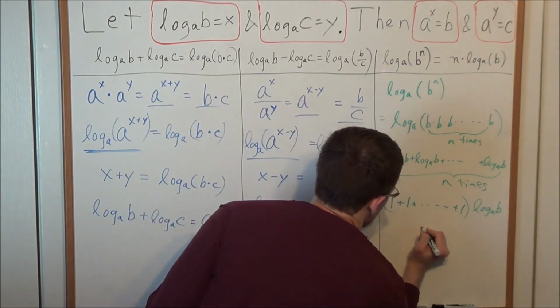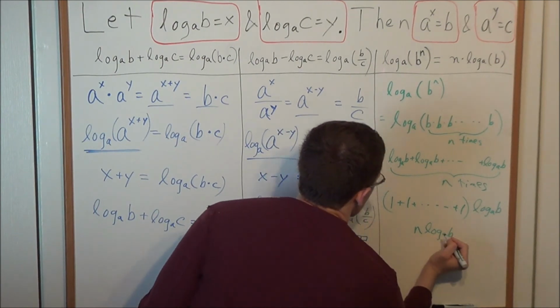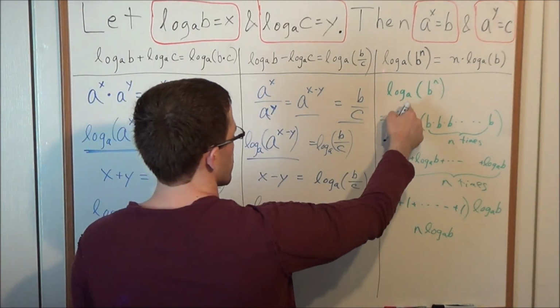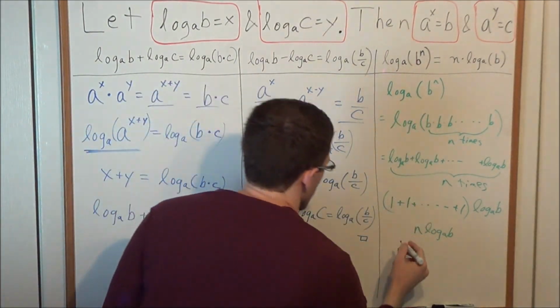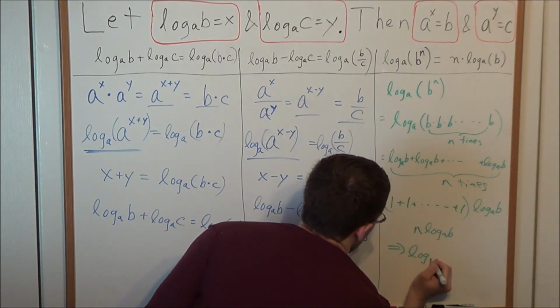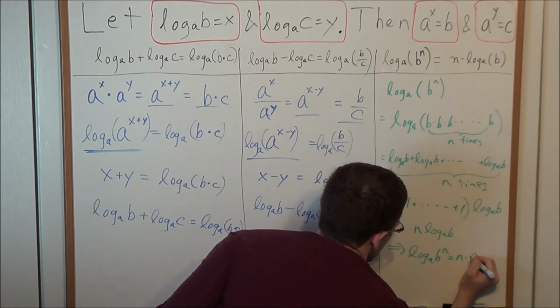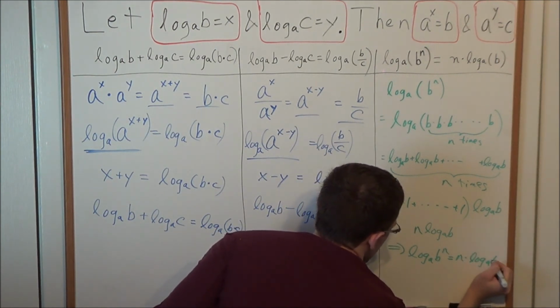So this is simply equal to n log base a of b, which tells us, since we started with log base a of b to the n, that log base a of b to the n is equal to n times log base a of b.